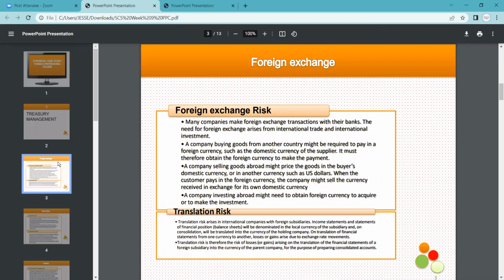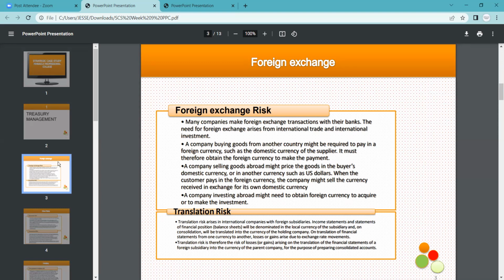Now, we cannot talk about treasury management and cash management without talking about risk. One of the reasons why we manage cash is to be able to protect ourselves against any risk that may be impending, right? And so we'll be going through some of the risks related to treasury management or cash management.